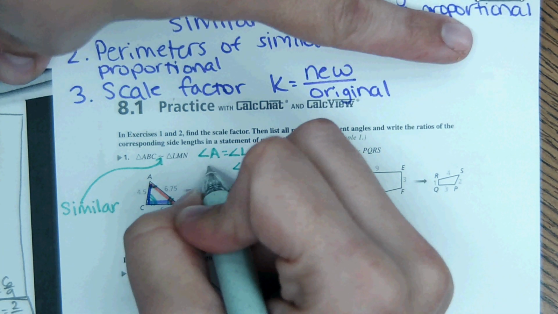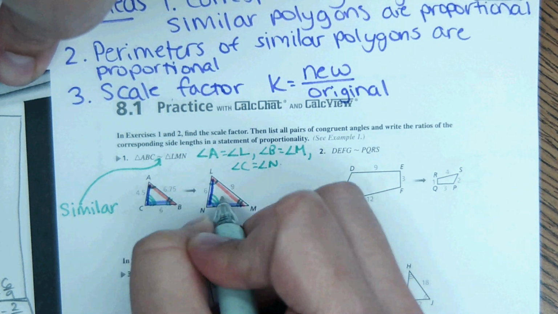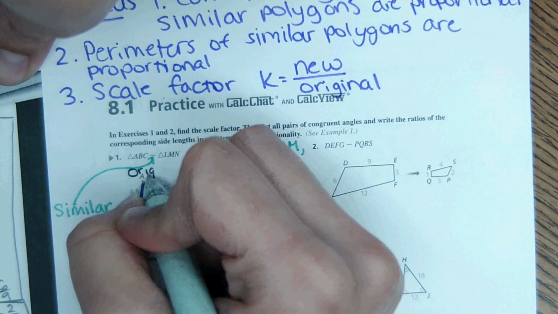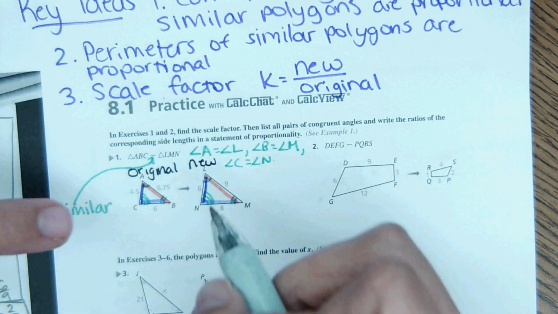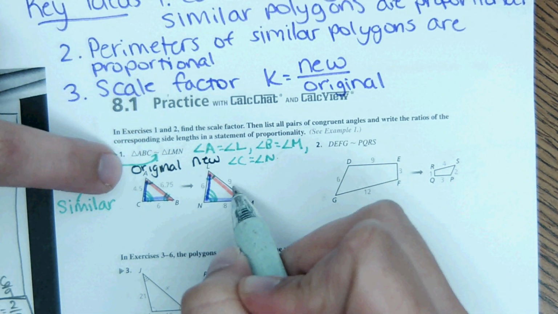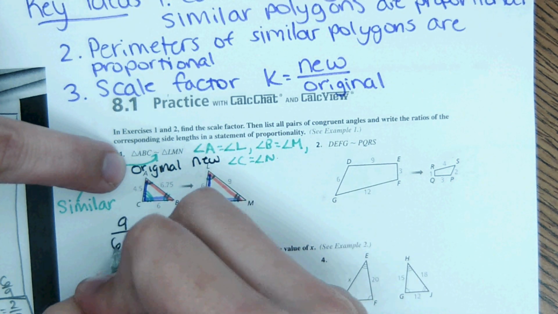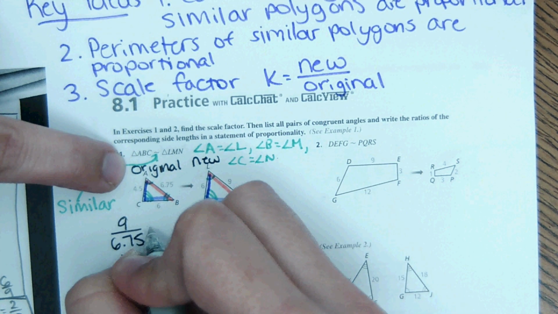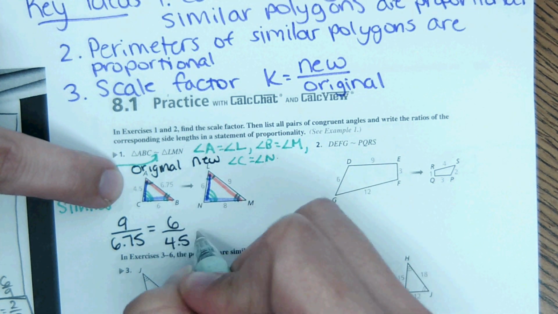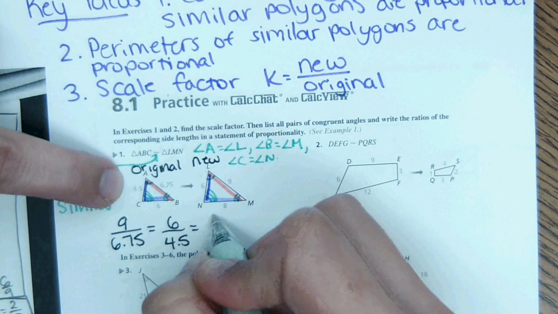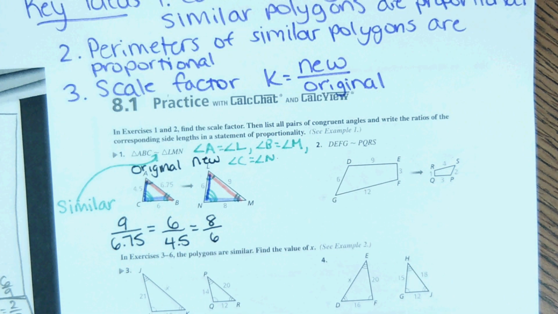When we find scale factor, it's always new over the original, and this arrow shows that you're going from this shape to this one. So this is the new one, and this is the original. And then we're going to take corresponding parts to make the ratios. So I'm going to do 9 over 6.75 equals 6 over 4.5 and 8 over 6.